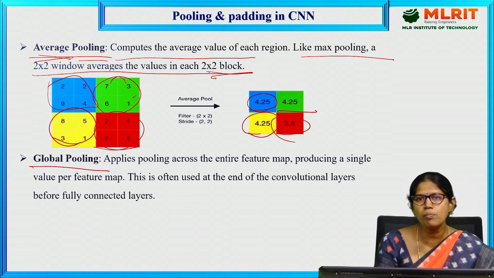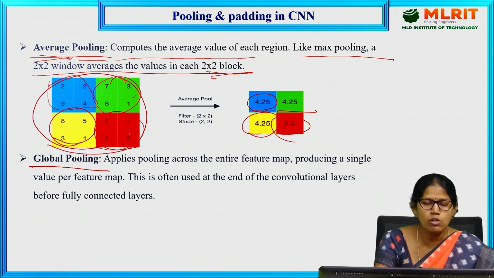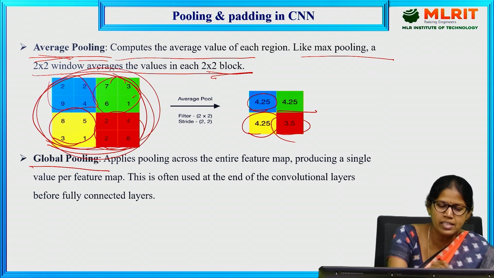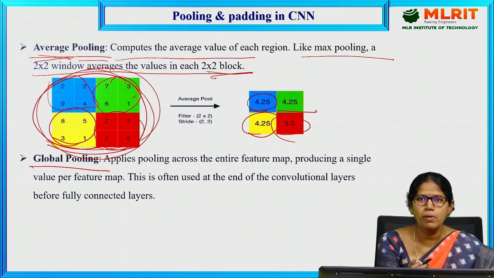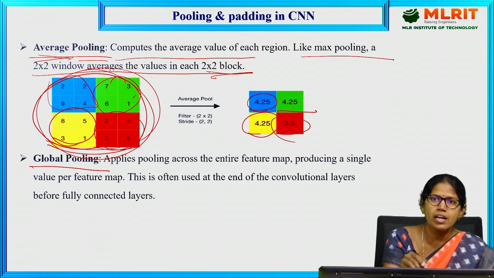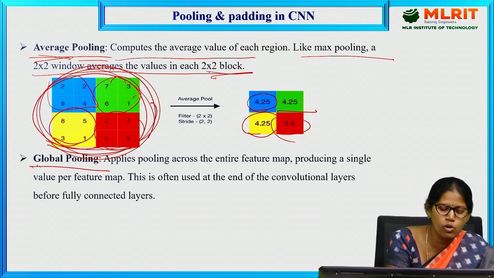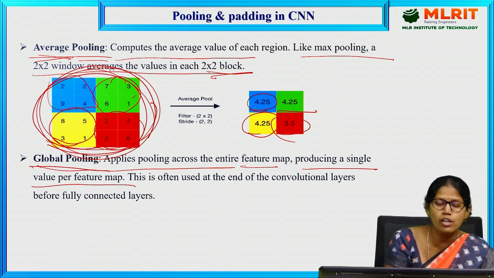Next one, global pooling, which means it will apply to the entire feature map. In global pooling, again we have max pooling and average pooling. In global max pooling, out of the entire feature map, it will take the value which is maximum, and consider only that value. In global average pooling, it will take the average of the entire feature map. The entire feature map is taken into consideration. Global pooling applies pooling across the entire feature map, producing a single value for the feature map.